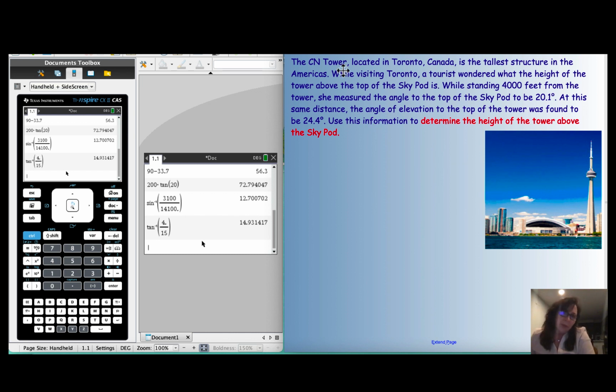For this problem, we have the CN Tower that's in Toronto, Canada, tallest structure in the Americas. While visiting Toronto, the tourists wondered what the height of the tower above the sky pod is. So if you don't know what a sky pod is, it's this round thing, a round shape that goes around a pole. And you actually can walk around it.